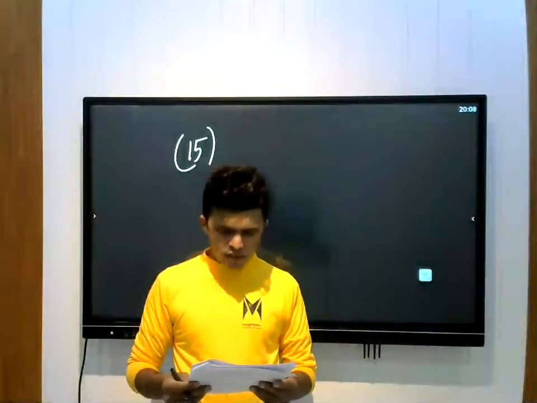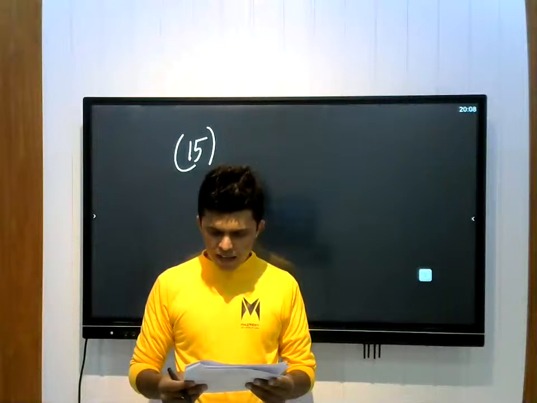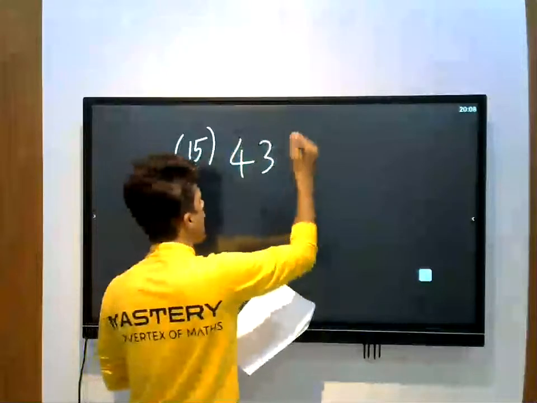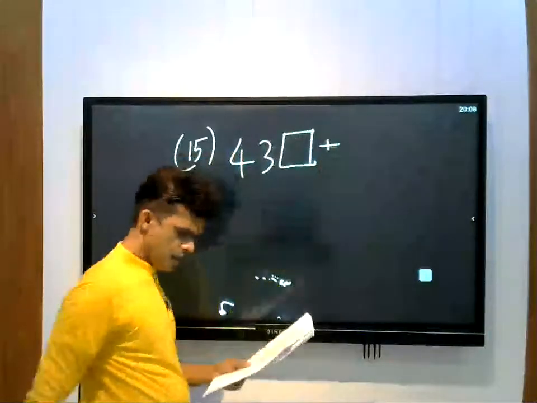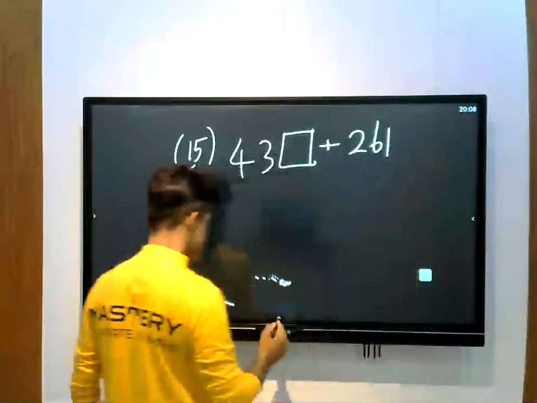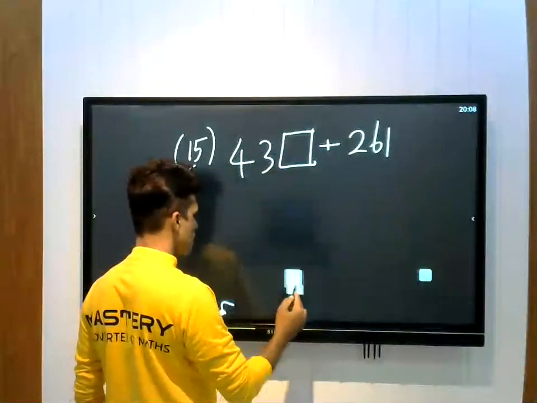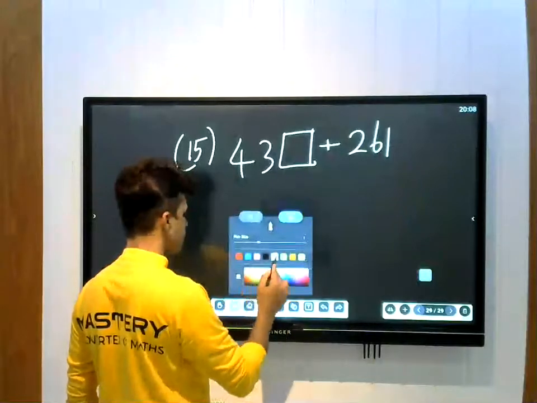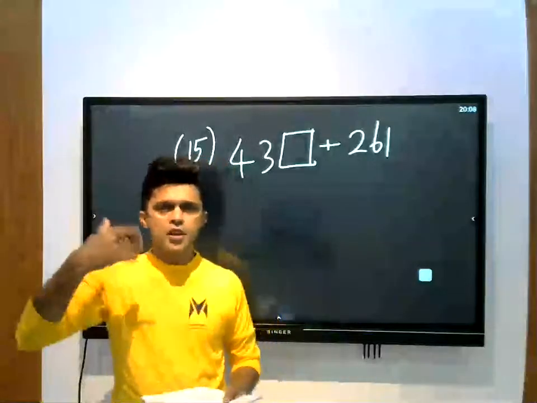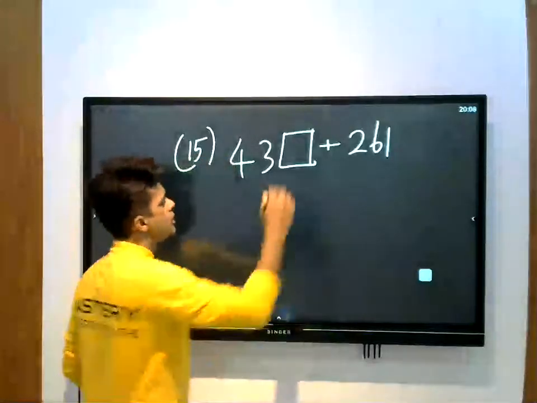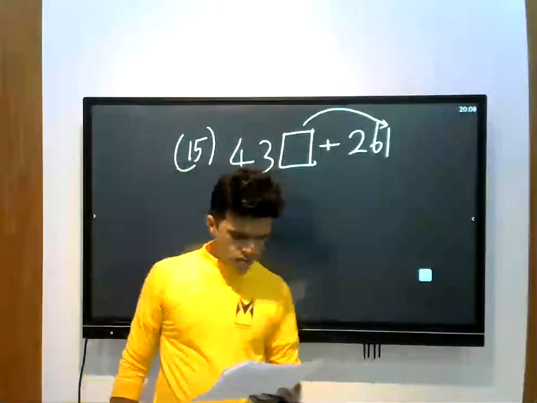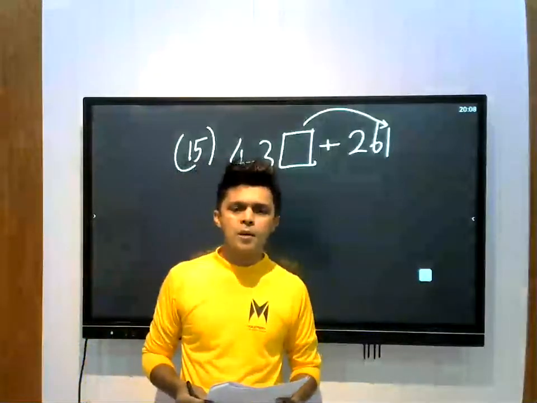Write the numbers suitable for the empty boxes to obtain an odd number as the answer of 443 blank 43 blank plus 261. You need to get an odd number. So as to get an odd number, when you add these two digits, the answer should be an odd number. You have to write all the numbers.